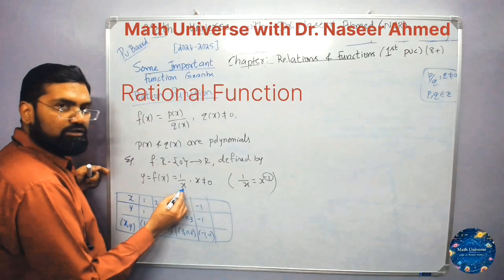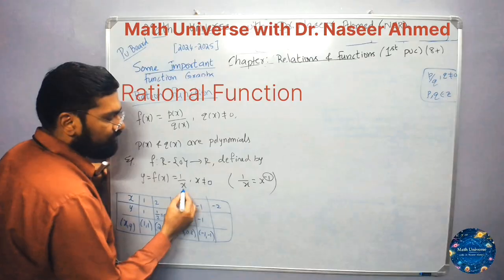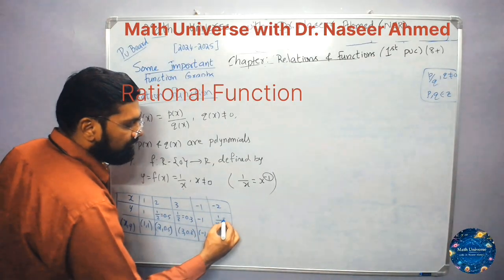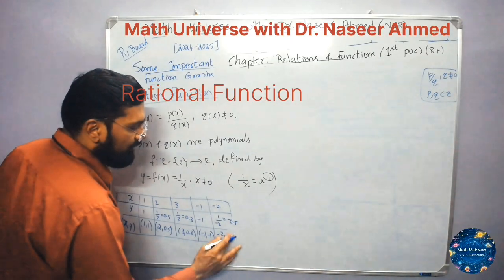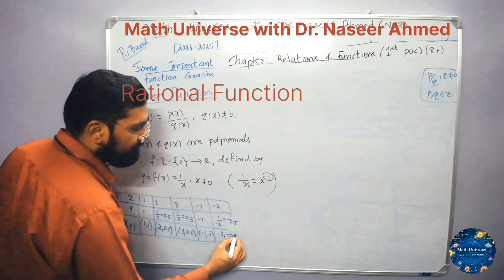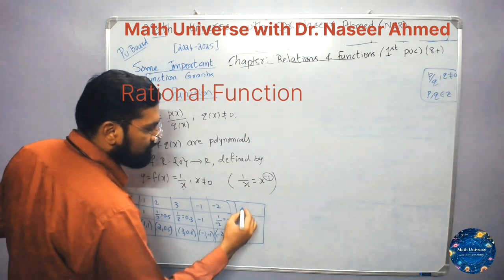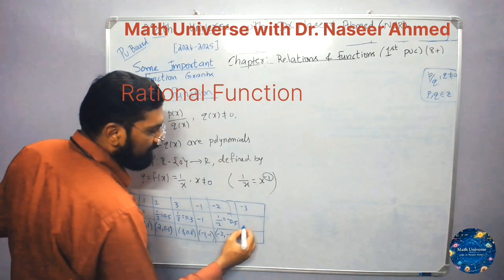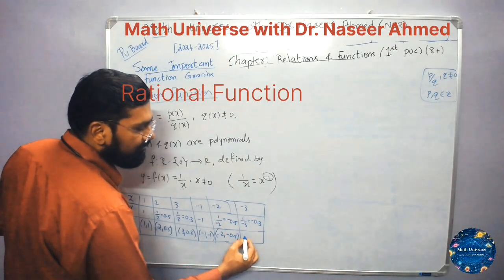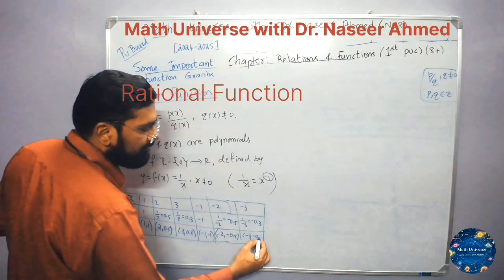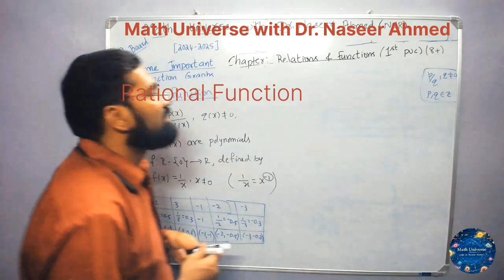Correct? Now put x is equal to minus 1, 1 by minus 1, minus 1 is what? Minus 1. Then x is equal to minus 2. So I'll get 1 divided by minus 2. On simplification, I get minus 0.5. So minus 2 comma minus 0.5. Next, when x is equal to minus 3, what will we get? 1 by minus 3. So value is minus 0.3. So minus 3 comma minus 0.3. Now we are ready to plot the graph for this. Let's plot the graph.